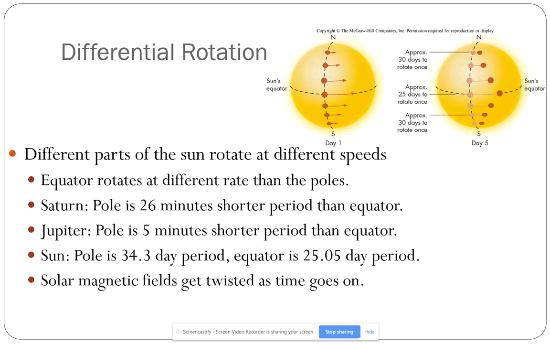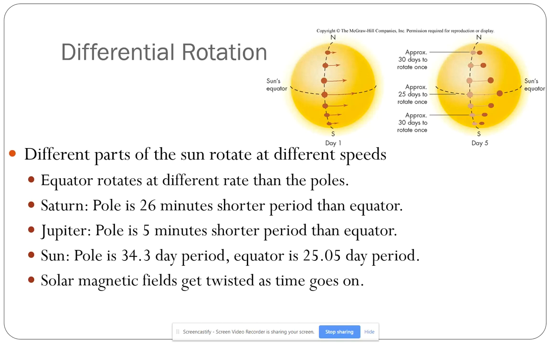If you go up to 40 degrees, and I wrote these on my hand so I wouldn't forget, it takes 28 days to do a cycle. And if you go up to 80 degrees, essentially at the pole, it takes 36 days according to our textbook, 34.3 days according to that textbook. Did check to see which one was right. And so we have a quicker rotation at the equator and a slower rotation at the poles. 34 is a bigger number, which means it's slower rotation.